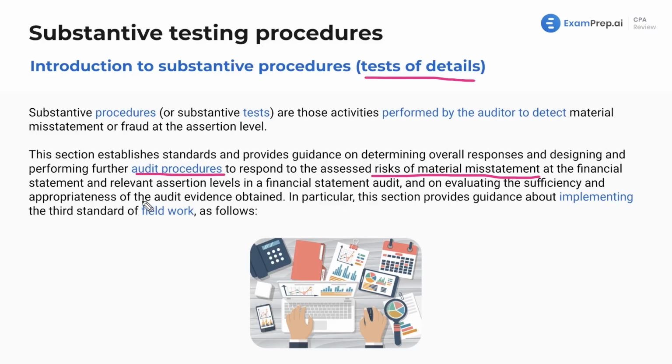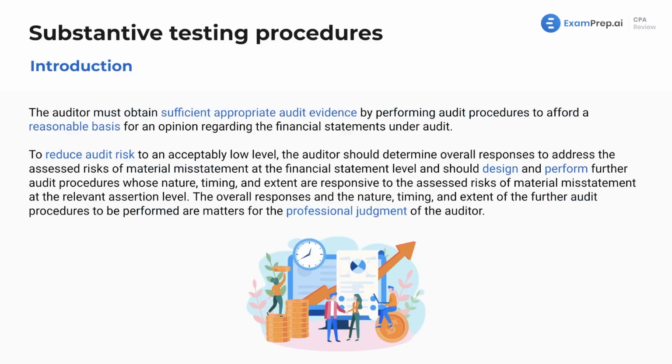At the financial statement and relevant assertion levels in an audit, and on evaluating the sufficiency and appropriateness of the audit evidence. And obviously, we saw that in our evidence lesson. In particular, this section provides guidance about implementing the third standard of fieldwork, which is testing, as follows. Let's see what we've got about that. Okay, the auditor must obtain sufficient appropriate audit evidence. Got a whole lesson on that. And then we want to reduce audit risk to an acceptably low level.